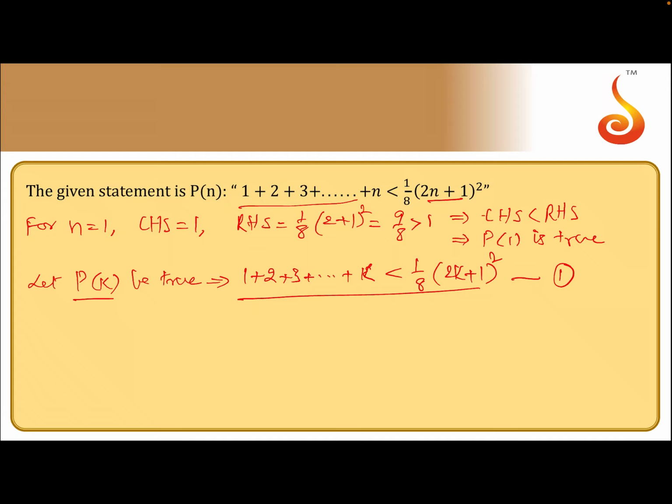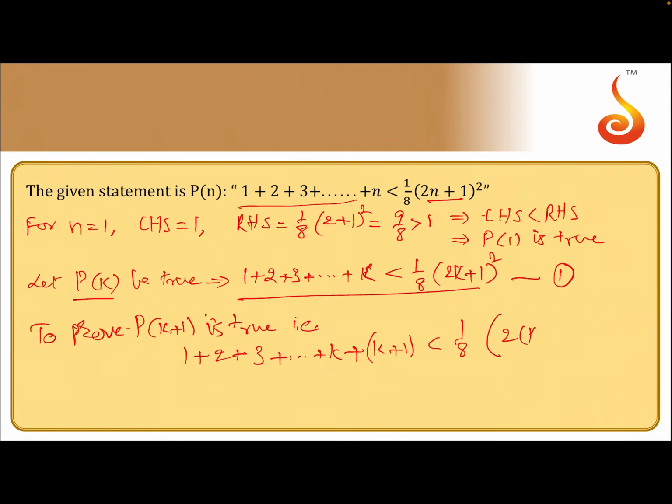Now I have to prove the statement for k plus 1. To prove the statement for k plus 1, we have to prove that 1 plus 2 plus 3 and so on up to k and k plus 1, the summation, should be less than 1 by 8 times (2 into (k plus 1) plus 1) whole square. So I have to prove this condition.